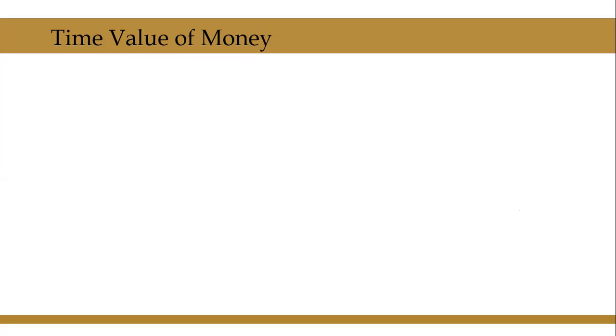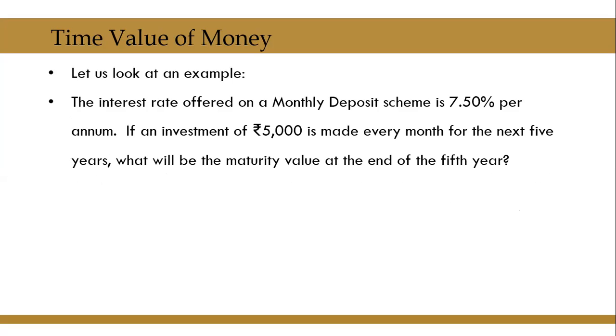So let us now look at one example. The interest rate offered on a monthly deposit scheme is 7.5% per annum. If an investment of 5,000 is made every month for the next 5 years, what will be the maturity value at the end of the 5th year? Now it is monthly deposit. That means every month 5,000 rupees is deposited. The interest offered by the scheme is 7.5%. And like this, the investment is made for 5 years. At the end of 5 years, how much can I withdraw as maturity value?